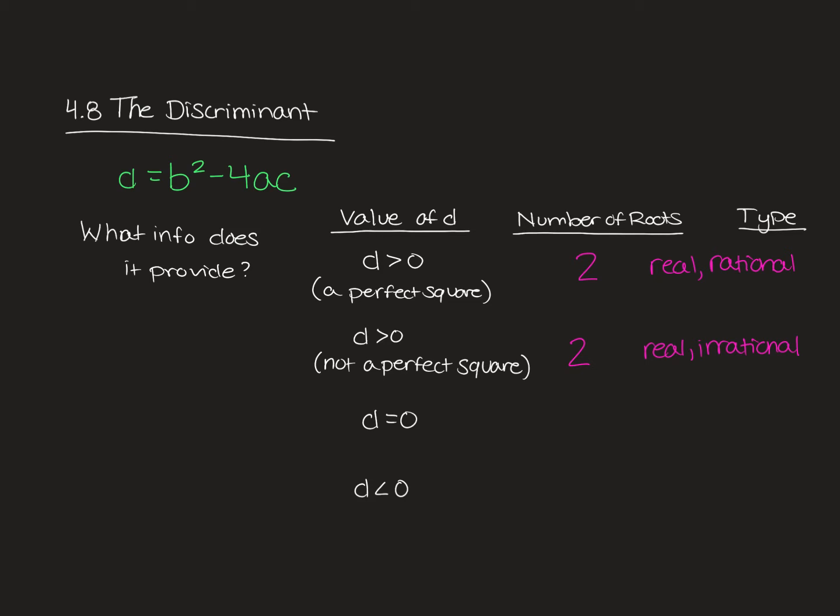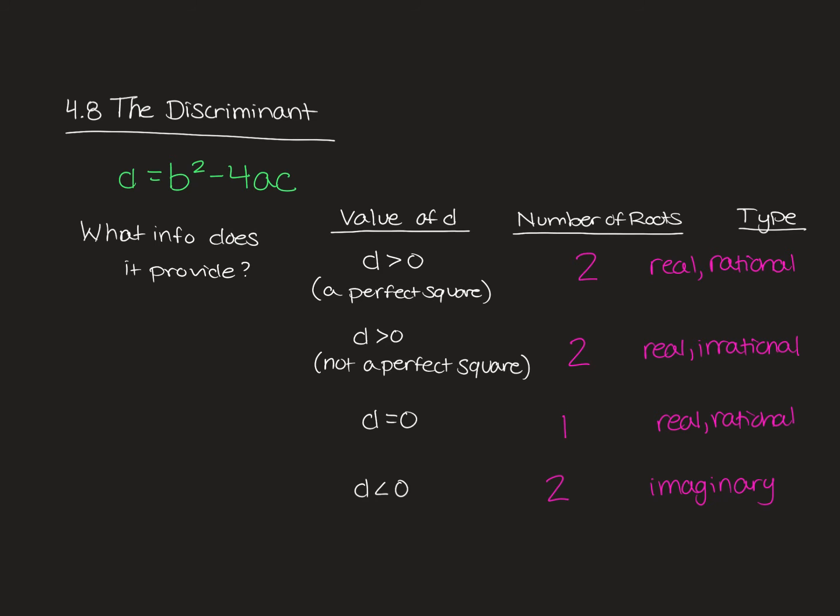Rational means it's a whole number or a fraction. Irrational means that there is a square root somewhere in that answer. If your discriminant is equal to 0, you will only have one root and it will be real and rational. Again, no radicals. If your discriminant is less than 0, or negative, you will have two roots and they will be imaginary. This is where those complex numbers come in.